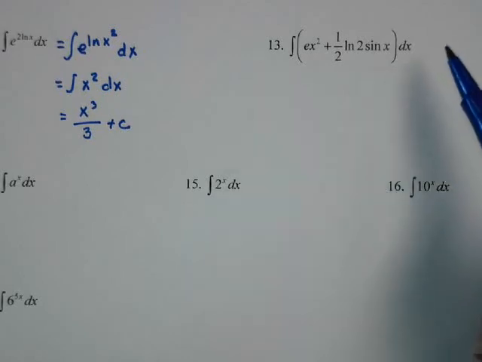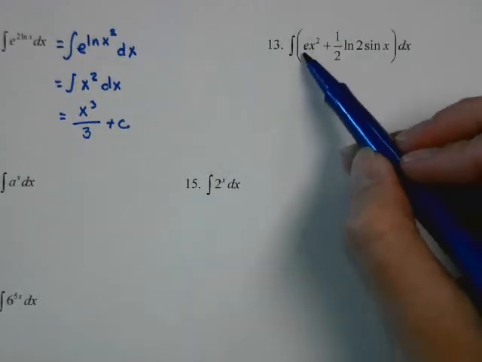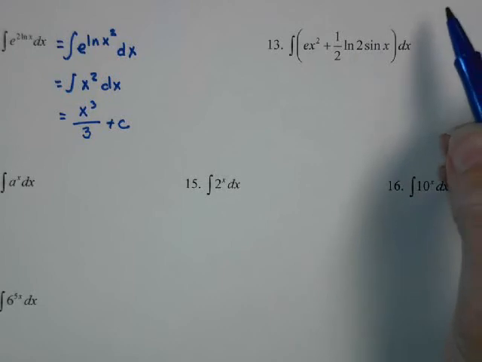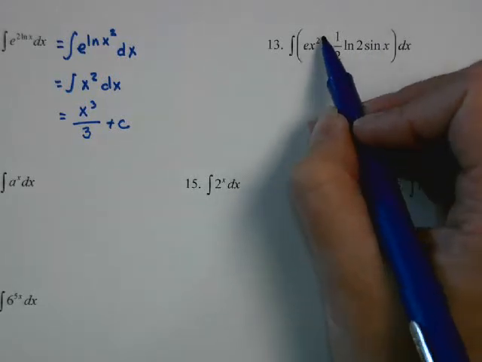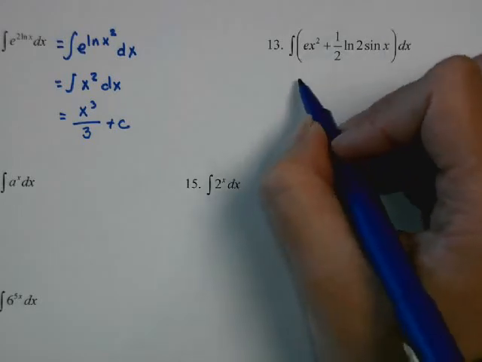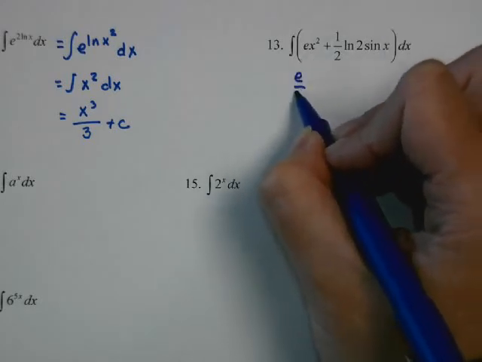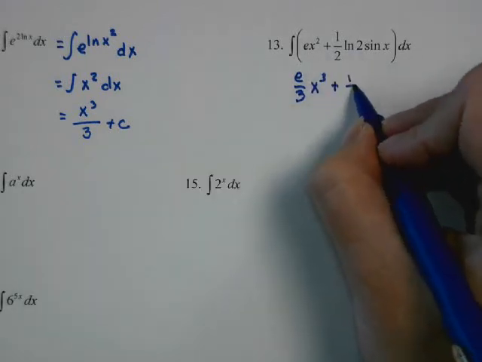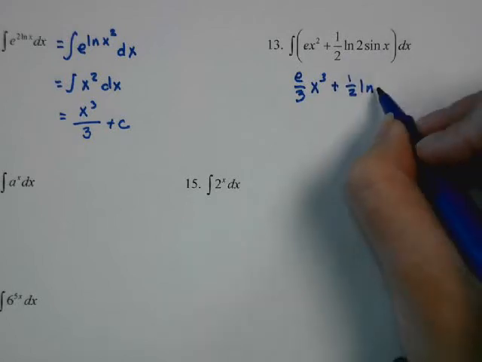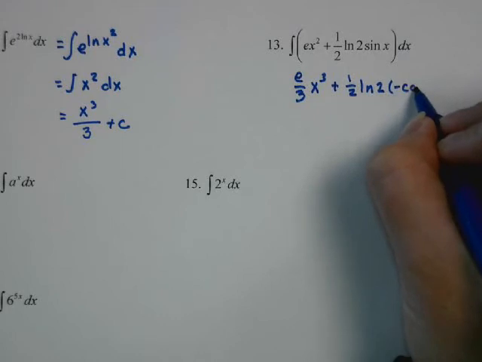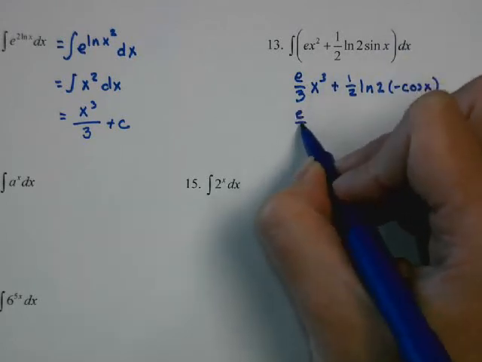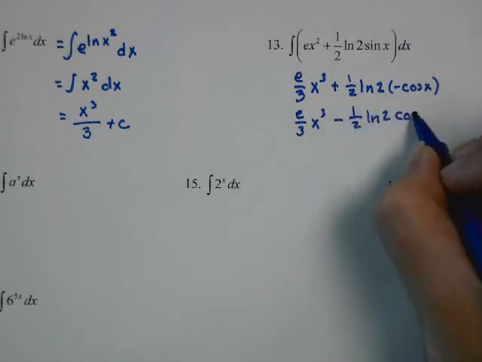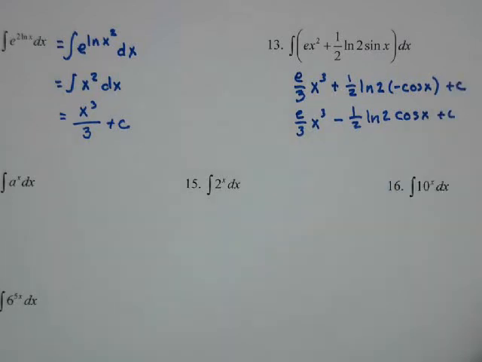This next one here looks really complicated, but if you look at it, this is e to the x squared, so e is just a number. 1/2 natural log of 2 is just a number times sine of x. So this is just a constant times x squared and a constant times sine. So this integral is going to be e over 3 x cubed plus 1/2 natural log of 2 times a negative cosine x. So I'll rewrite that as minus 1/2 natural log of 2 cosine of x plus c.